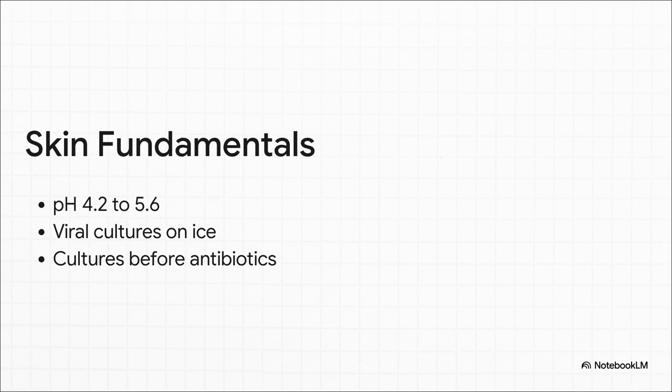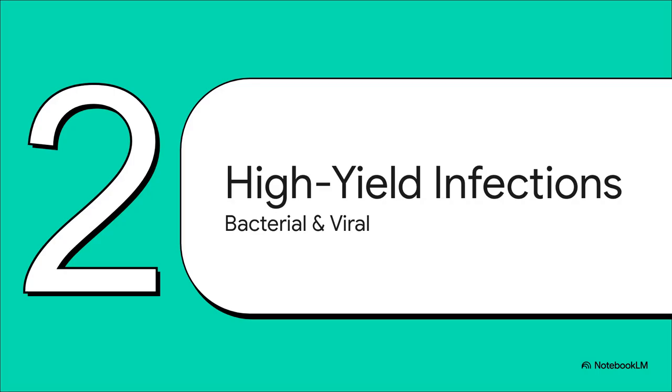Now, if you're getting a skin biopsy or a viral culture, here's your golden rule. You have to place viral cultures immediately on ice. No exceptions. And always obtain your cultures before you start any antibiotic therapy. You also need to know your 5 types of wound exudate inside and out. We've got clear serous, pink serosanguineous, red sanguineous, full-on hemorrhaging, and then infected, thick, purulent drainage. Know them cold.